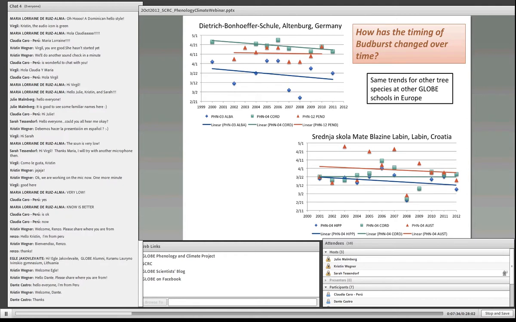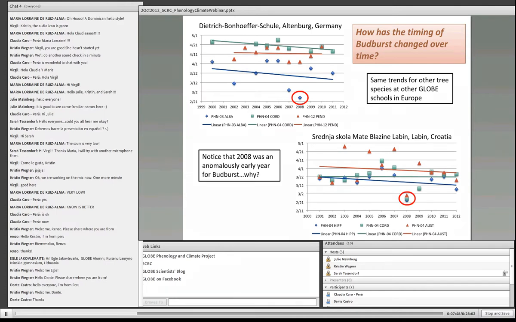And you can see, again, for all of these tree species, there's typically an increase in the timing of budburst over time. So it's getting earlier. So the same trend that we saw in Norway. You still see a lot of variation among the points. There's a lot of up and down, but the trend is very clear over the last decade.